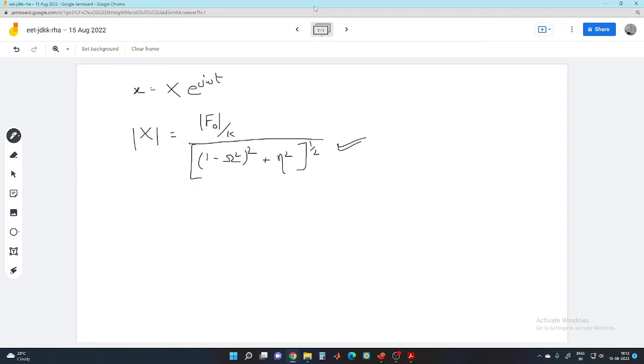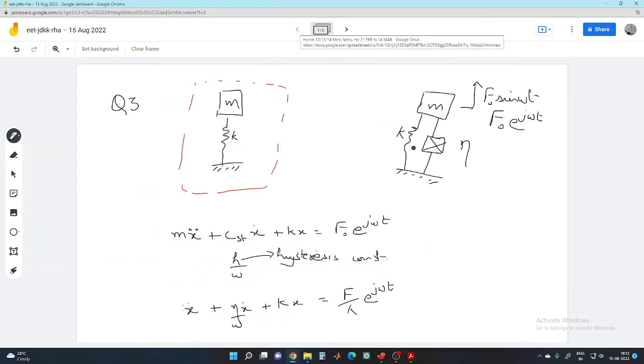So for this system, this is a usual spring mass system. When the amplitude will be maximum, it is expected that the maximum amplitude will occur when this excitation frequency approaches the natural frequency omega n, which is nothing but square root of k by m.